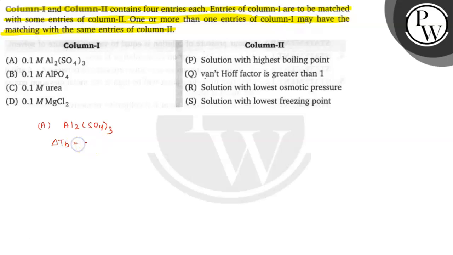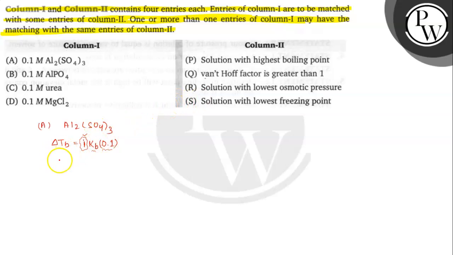So the formula of boiling point: we know that elevation in boiling point is i, that is Van't Hoff factor, into Kb into molality, that is given 0.1. Now it totally depends upon, if you see all these, Al2(SO4)3, AlPO4, urea or MgCl2. It depends on the value of i, because same concentration, that is same molality, so this part will remain same. Kb, ebullioscopic constant, will also remain same, only i, the Van't Hoff factor, changes. So if we find out all the Van't Hoff factors, then we can easily find out the match of column 2.